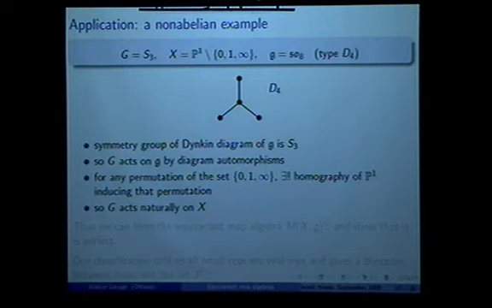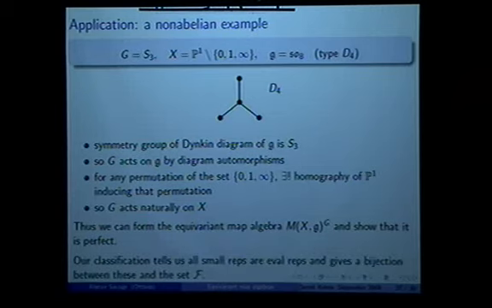So we have our group acting on the variety and on a Lie algebra, and we can form the equivariant map algebra now. We take this equivariant map algebra, and you can show that it's perfect. It's not so hard to show. We just use this corollary that we had. Then our classification tells us that all the small representations of this equivariant map algebra are evaluation representations, and it enumerates them. We have a bijection between all the small representations and this set F of finitely supported equivariant maps.